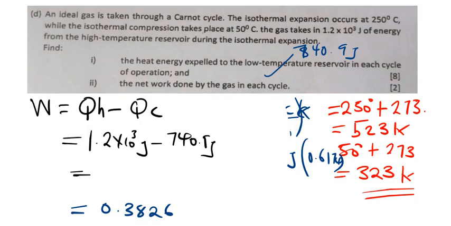Therefore you're just going to subtract the two. So I'm saying 1200 minus 740.9. I'm getting 459.1. This is the work, so it will be in joules. Basically, this is how we're going to find the work for this question.